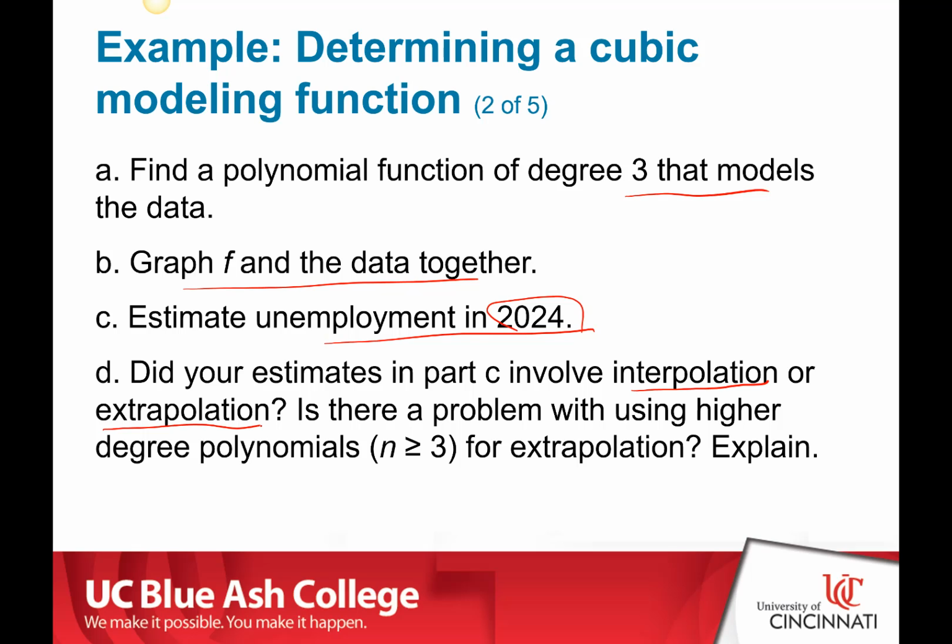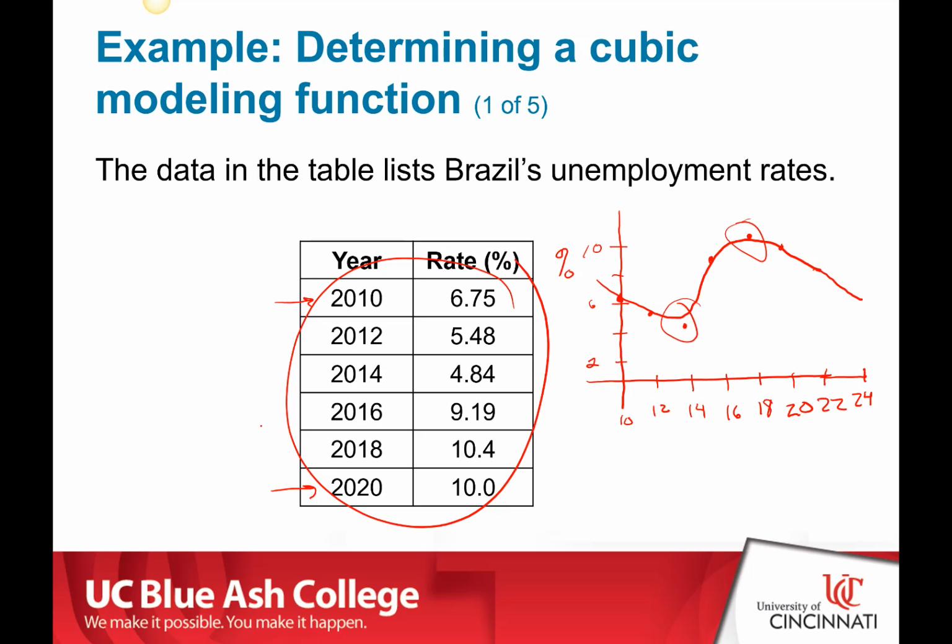Interpolate means it's inside of the range of values that you have. So for example, here, up through 2020, suppose we were to try and figure out what the unemployment rate was in 2017. Could you read that off of this graph? Yeah, it'd be around 10%.